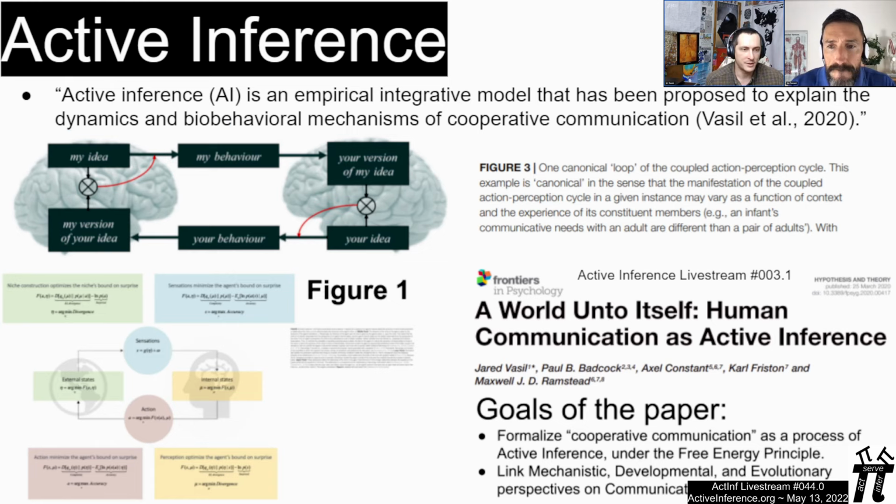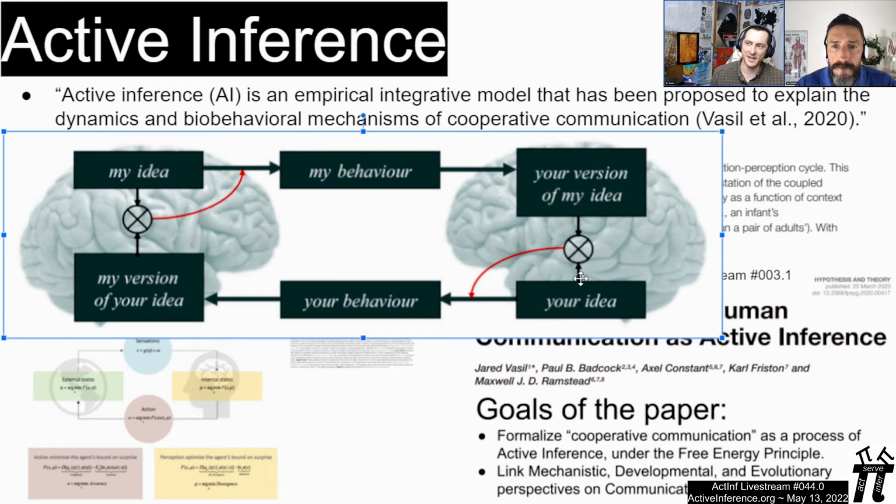The top figure is these two brains that are communicating. And it's fun because it's kind of like an equation-free version of active inference. An idea on the left side, through behavior, is invoking something in the communicative partner. And that is updating their ideas, their cognitive model, which is reflected through their behavior. And that is like a feedback. So one can imagine this as like a conversation between two brains and bodies.